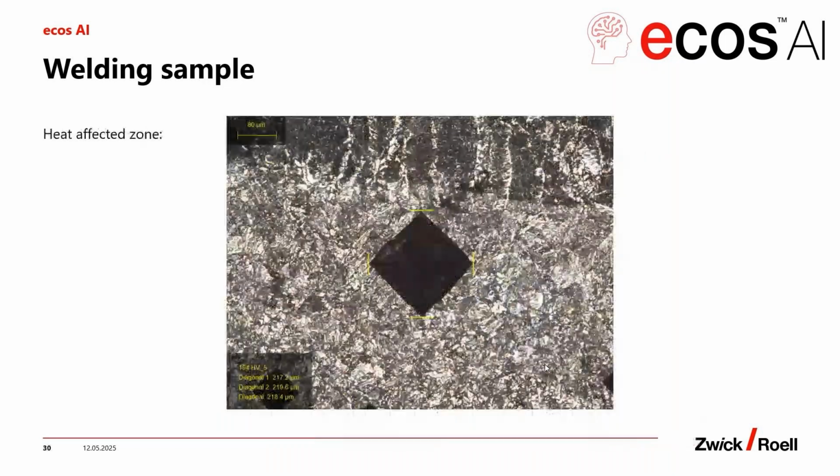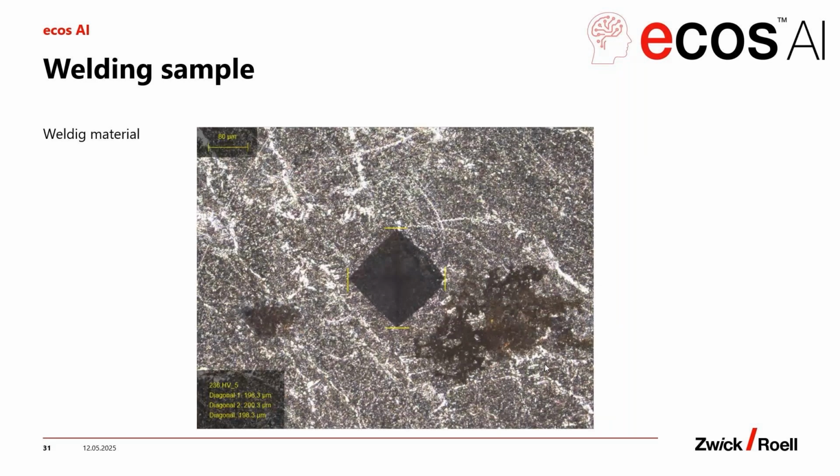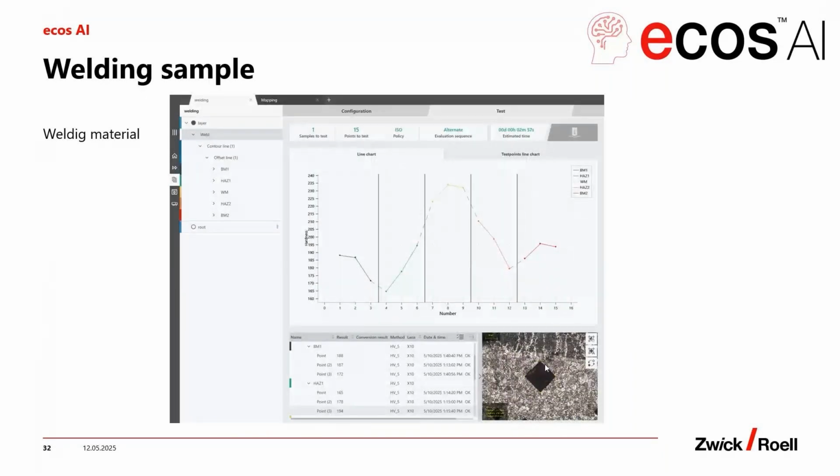This is a picture of the heat affected zone and the base material, and you can see the sample was not brand new. There is a little bit of oxidation, but we do not have any problem recognizing the indent perfectly. And this is the result without any manual interaction. We get a perfect result.